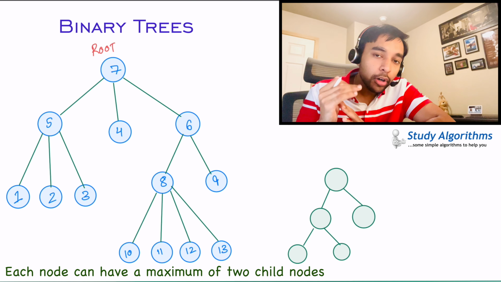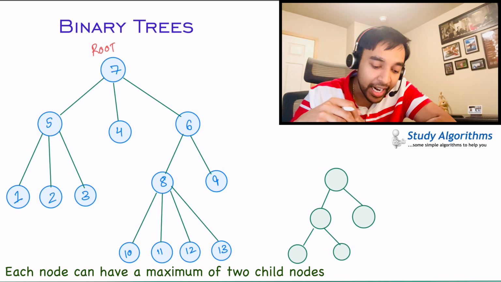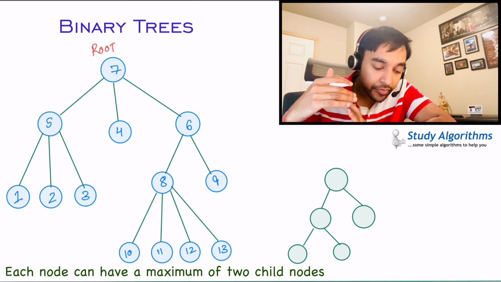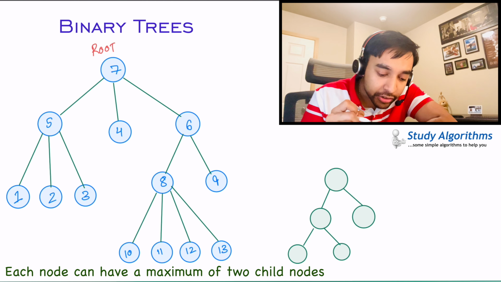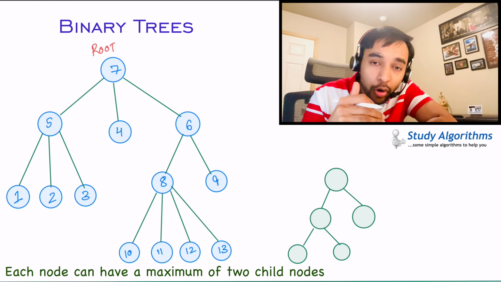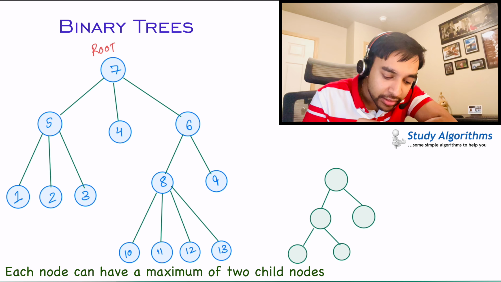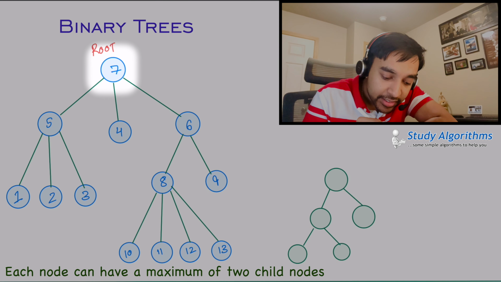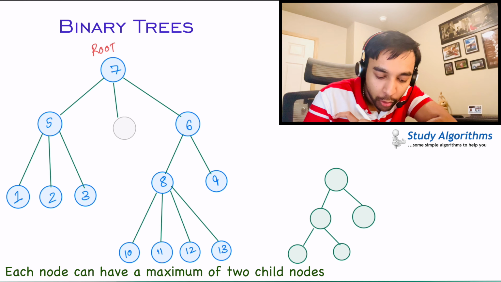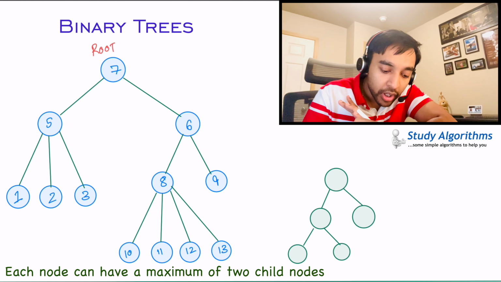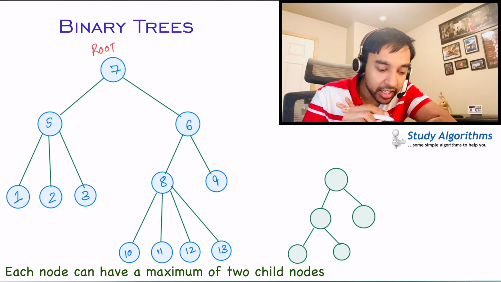Now, what if we want to go back to our original example and make this tree a binary tree? You know that each node can have a maximum of two child nodes, right? So we can start going over all of these nodes one by one. Let us look at node number 7. This node has three child nodes, 5, 4 and 6, right? Let us try to remove this node number 4. So now node number 7 is following the property of a binary tree.